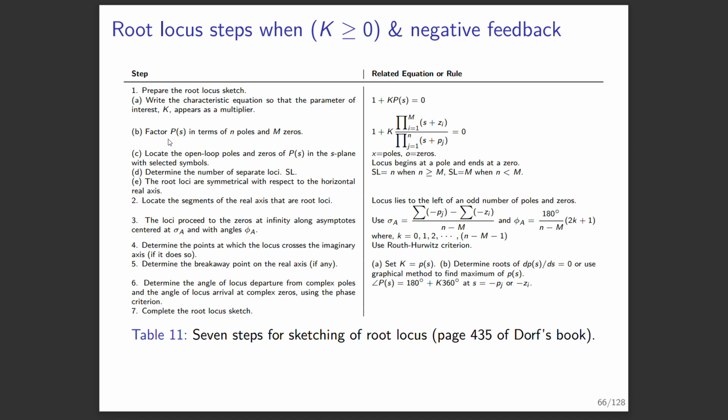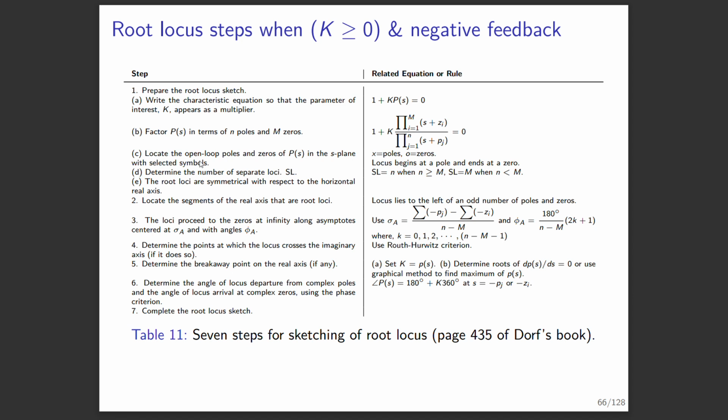Item B, factor p in terms of n poles and m zeros. So you want to write your poles and zeros separately. You want to have them simply just being multiplied: s plus p1 times s plus p2 times s plus p3, and then in the numerator s plus z1, s plus z2, s plus z3. We don't want to have 2s plus 1. We don't want to have 5s minus 3.